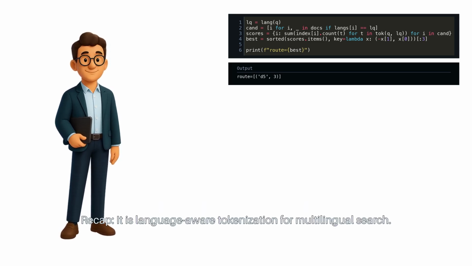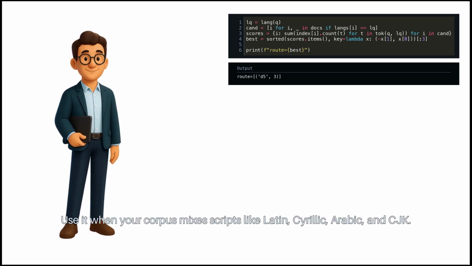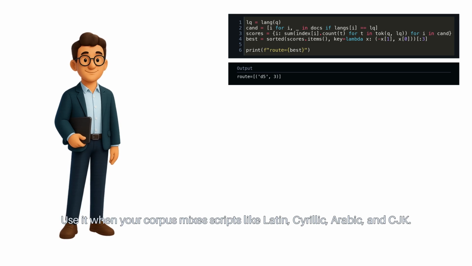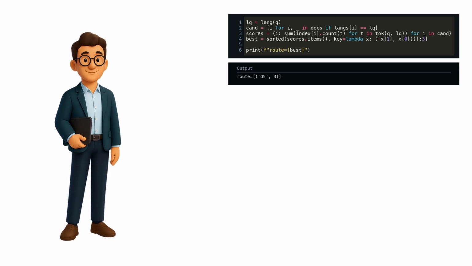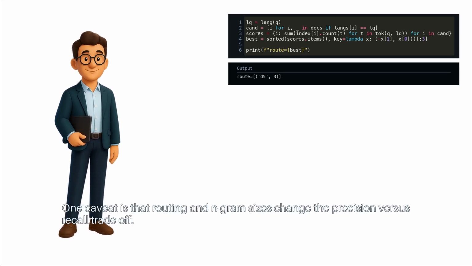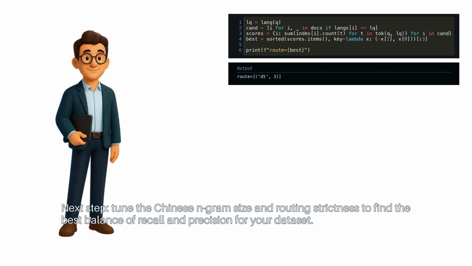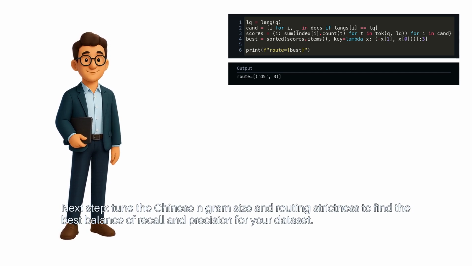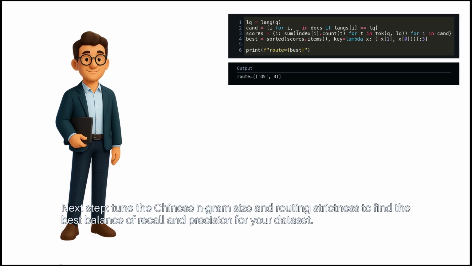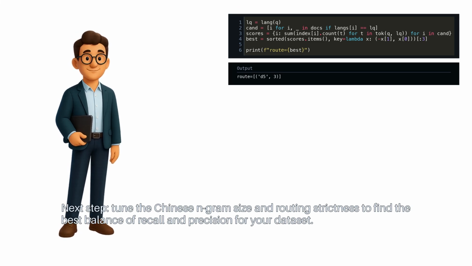Recap: it is language-aware tokenization for multilingual search. Use it when your corpus mixes scripts like Latin, Cyrillic, Arabic, and CJK. One caveat is that routing and n-gram sizes change the precision versus recall trade-off. Next step, tune the Chinese n-gram size and routing strictness to find the best balance of recall and precision for your dataset.